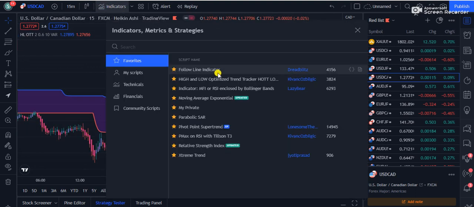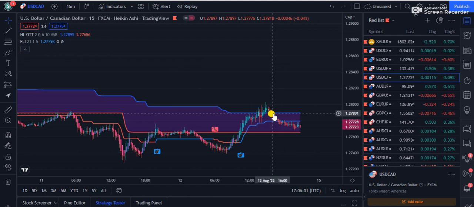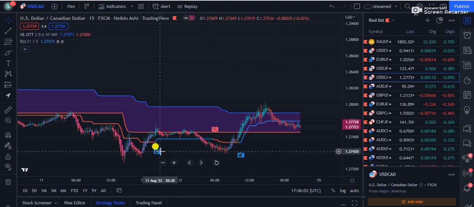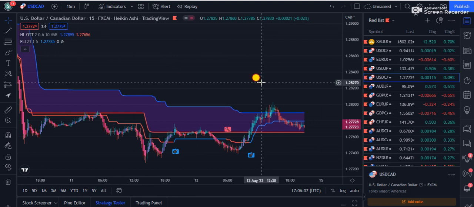The second indicator that I recommend is the Follow Line Indicator by Dreadblitz, and it has over 4,000 favorites right now. If I click on this one, this indicator is very powerful. It basically provides you with buy and sell signals. So how can you follow these signals?